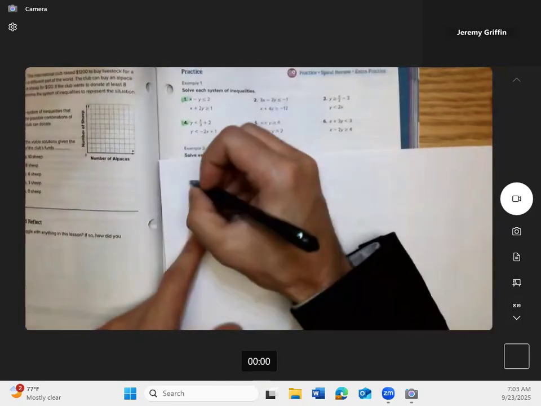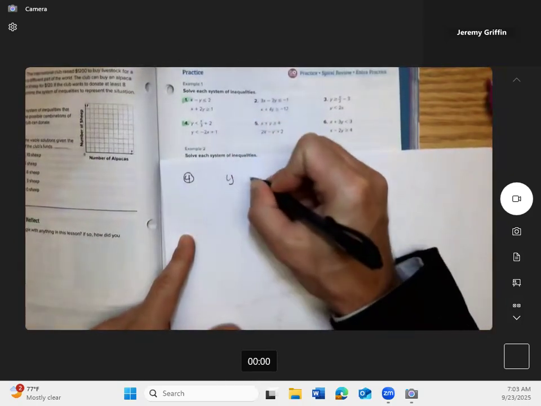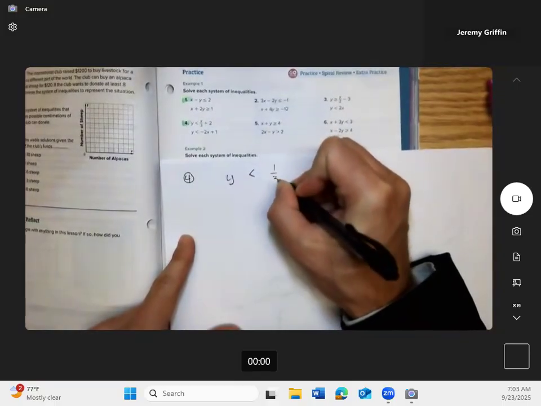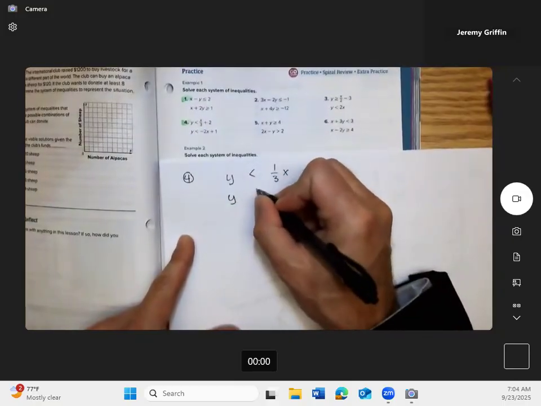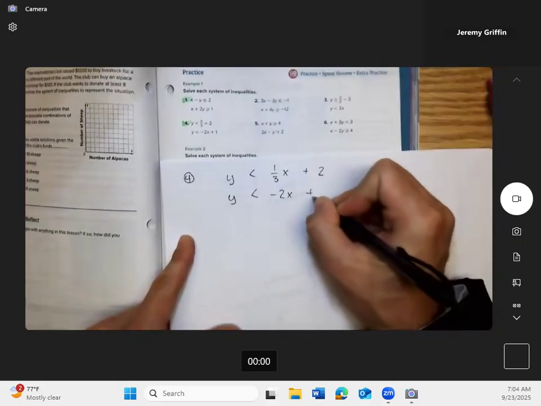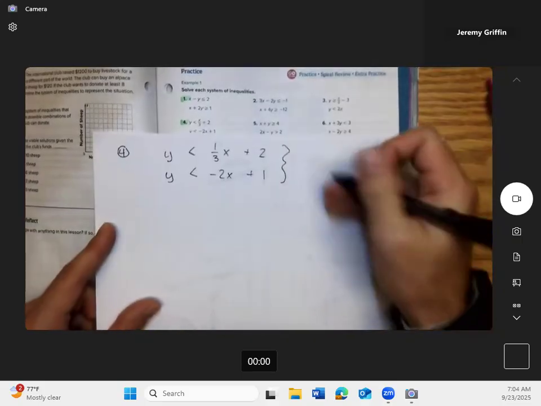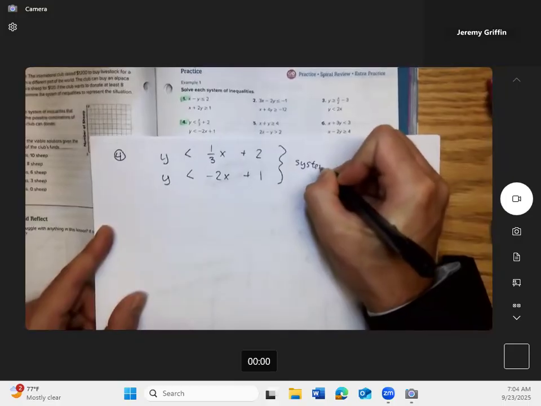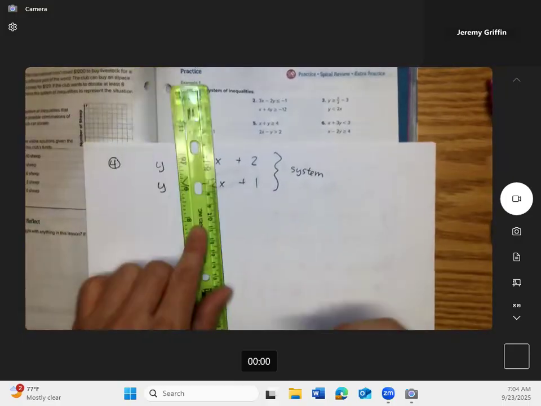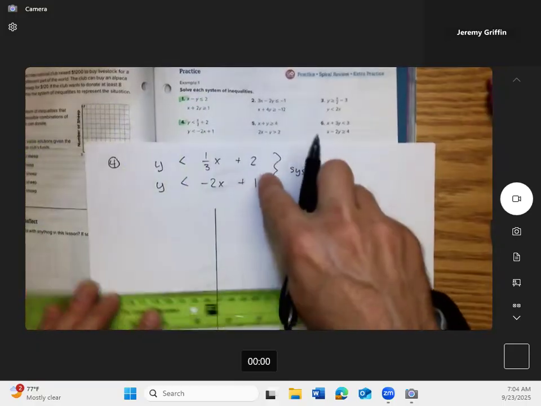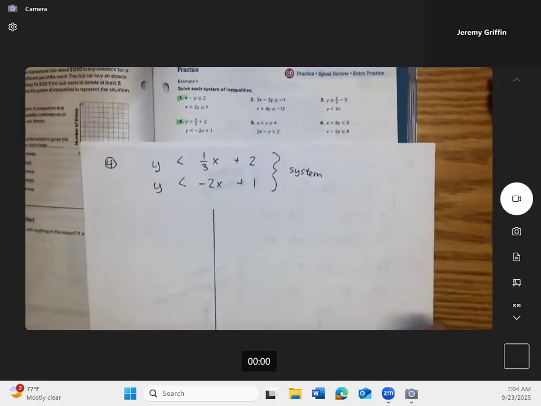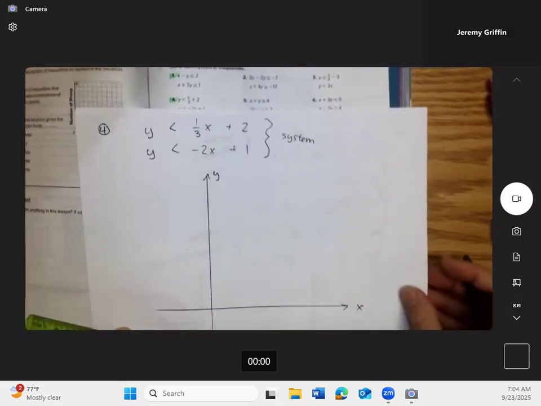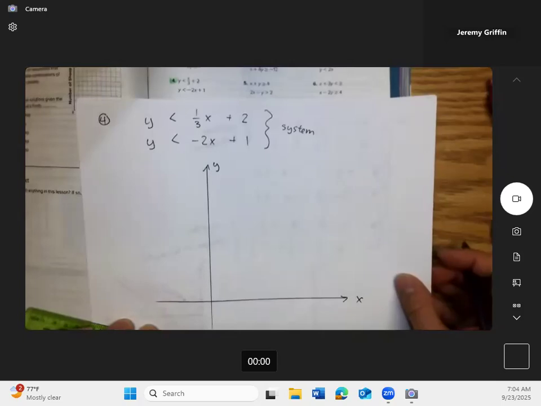All right. Next one, number 4. I've got y is strictly less than 1/3 x plus 2. And also, y is strictly less than -2x plus 1. Now, conveniently, the system is already in slope-intercept form. And so I can just graph it as it is. They both have a positive intercept. One has a positive slope, one has a negative slope. So let's go x here, y here. Okay, got number 4 up there, got the graph.